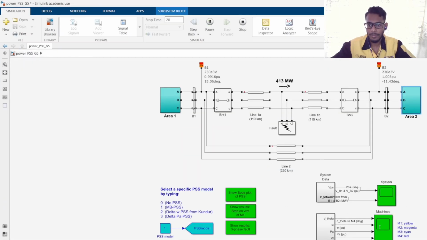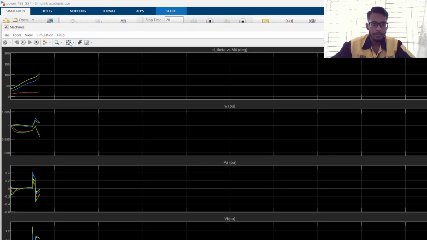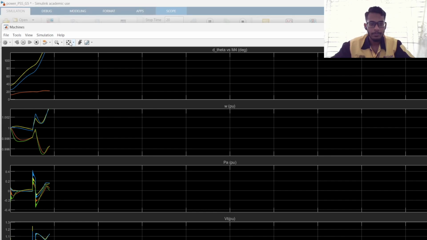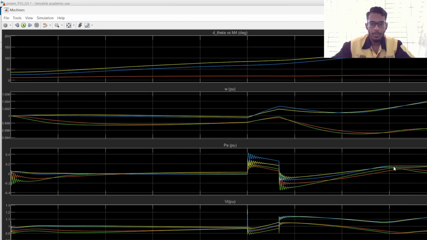So now we can check the graph here. So this is the output for the disturbance 3 at bus 9.